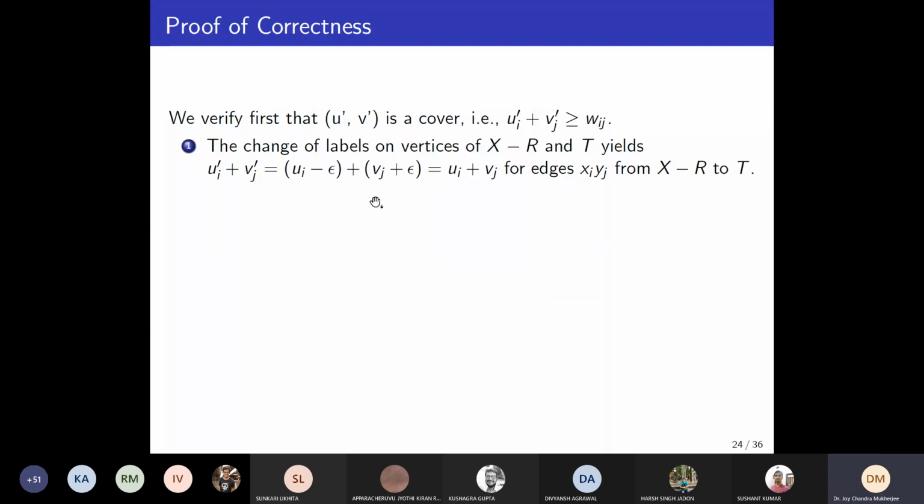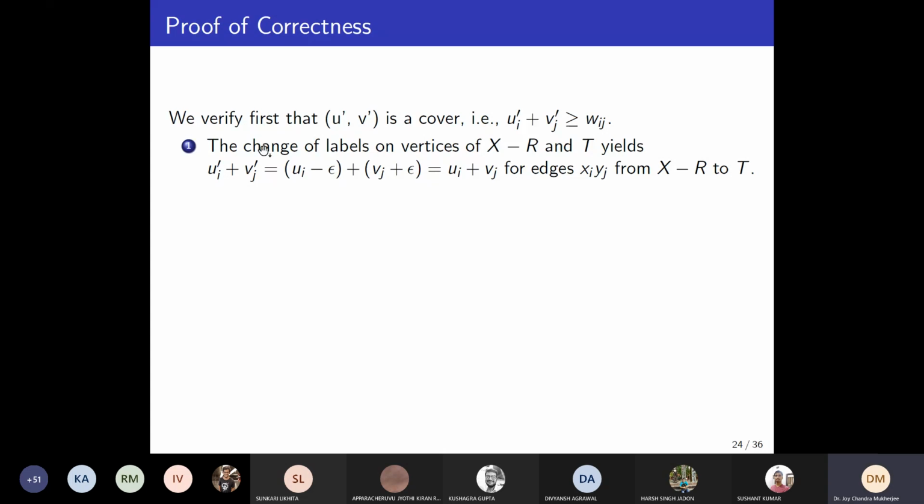Now I change the u and v's in this form to get ui prime and vj prime. We have to prove that ui prime plus vj prime is greater than or equal to wij, because it means that the new u prime v prime I have got is also a valid cover. But the benefit is it introduces more edges to the equality subgraph. Okay, so I have to check four things.